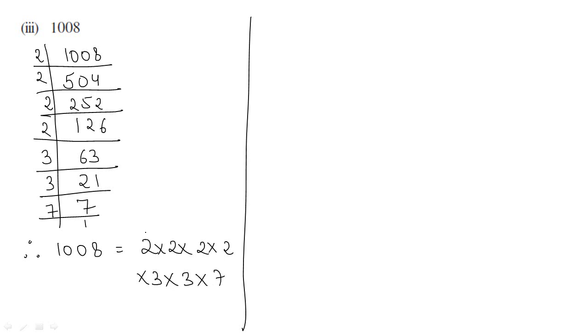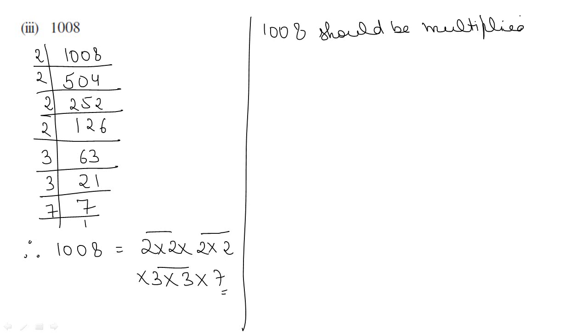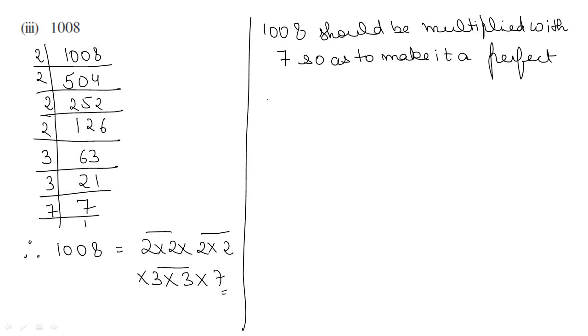Now let's make the pairs as we have to make it a perfect square. So again we are left with 7. This implies 1008 should be multiplied with 7 so as to make it a perfect square. Now we have found the number and now we need to find the square number.